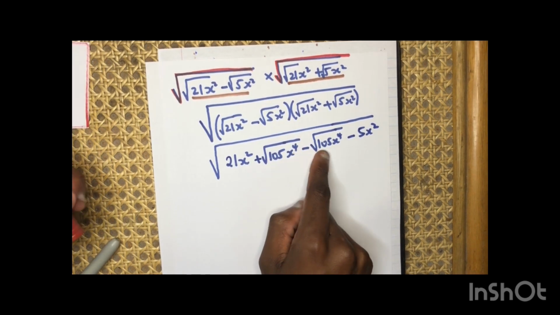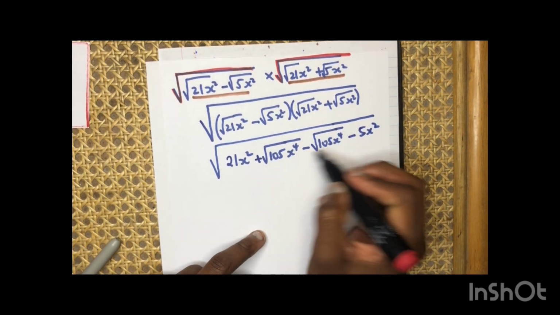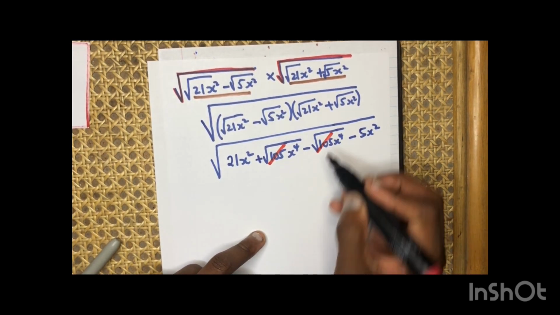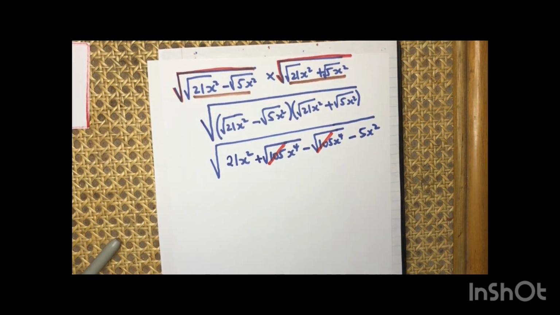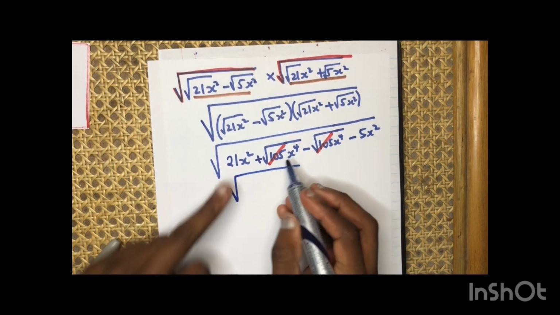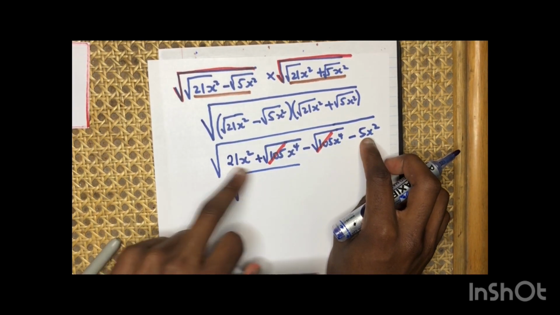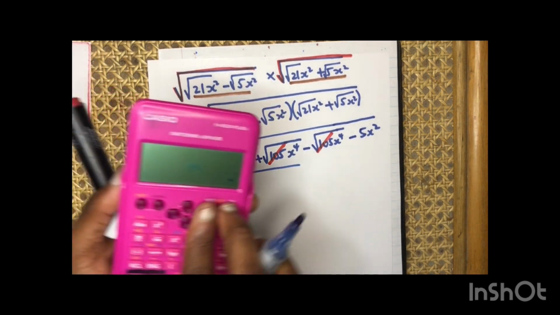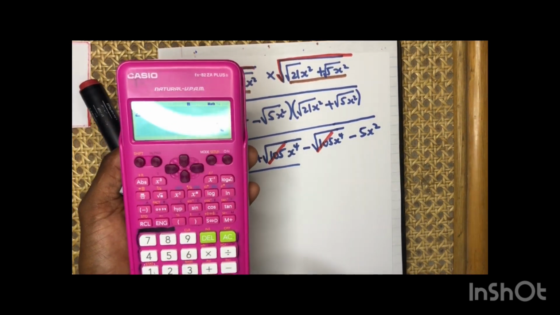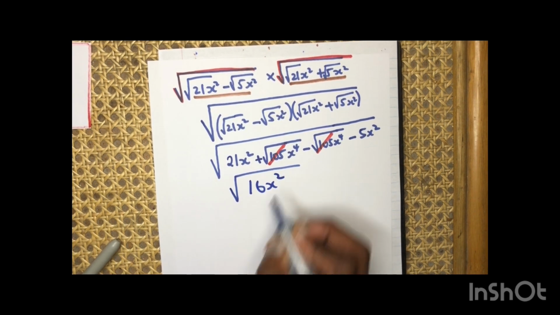Yes. So what will happen with this root 105x to the power 4 minus root 105x to the power 4? This is going to cancel out. Understand? Now we are left with what, guys? We are left with 21x squared minus 5x squared. So 21 minus 5 gives us 16. So now we have 16x squared.